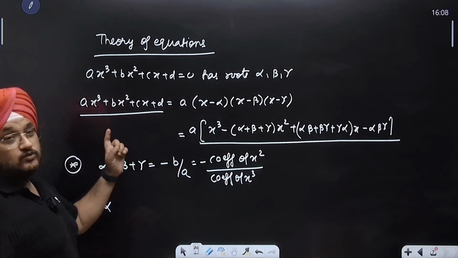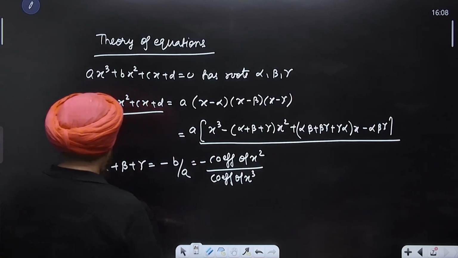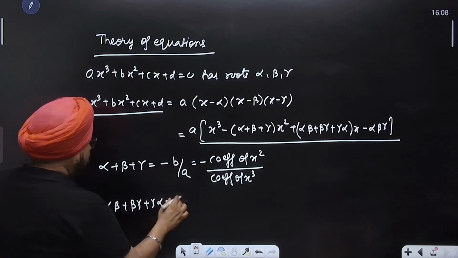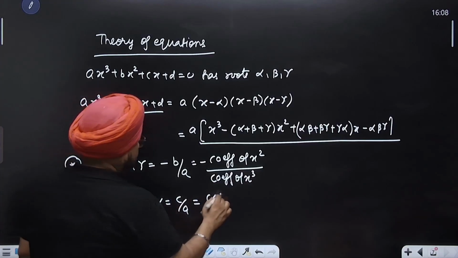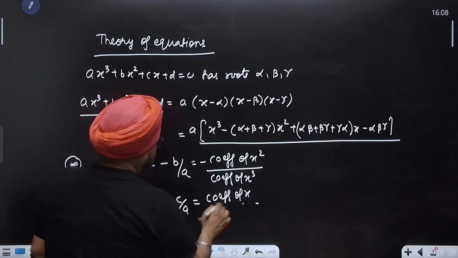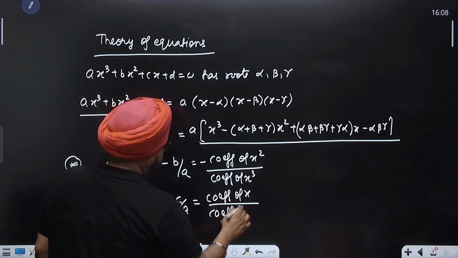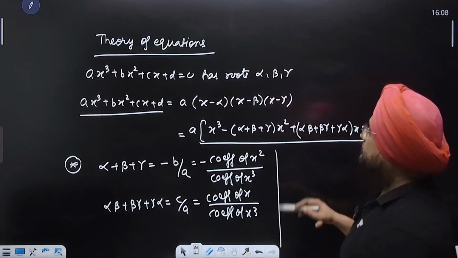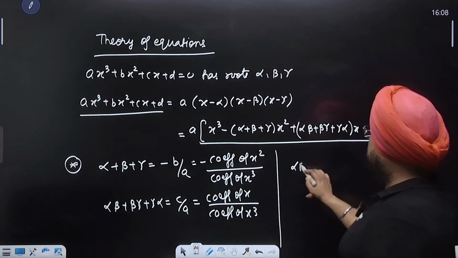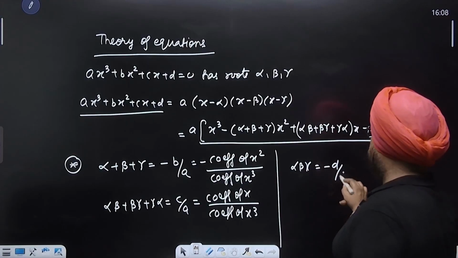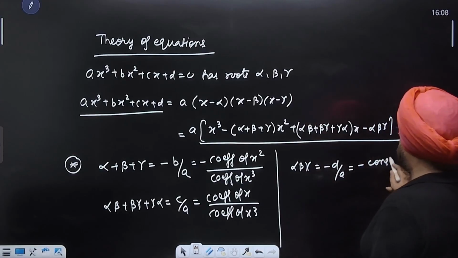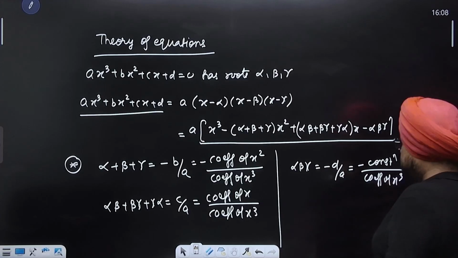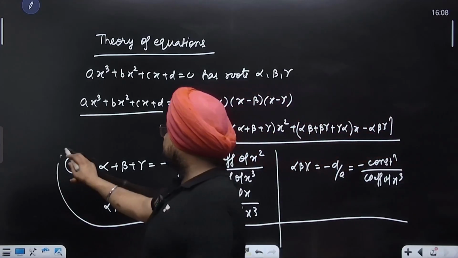By comparing the coefficient of x, I get alpha beta plus beta gamma plus gamma alpha, which is c by a, the coefficient of x upon the coefficient of x cube. And by comparing the constant term, alpha beta gamma is minus d by a, minus the constant term upon the coefficient of x cube. See, we can see the pattern.